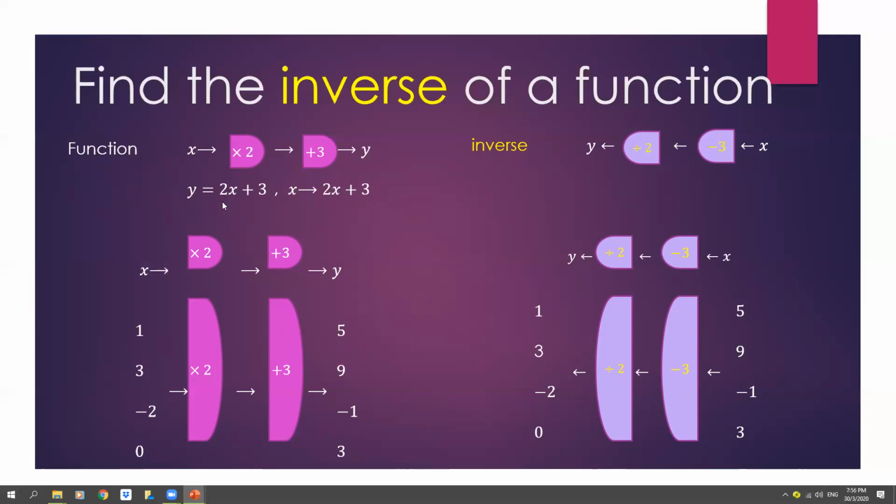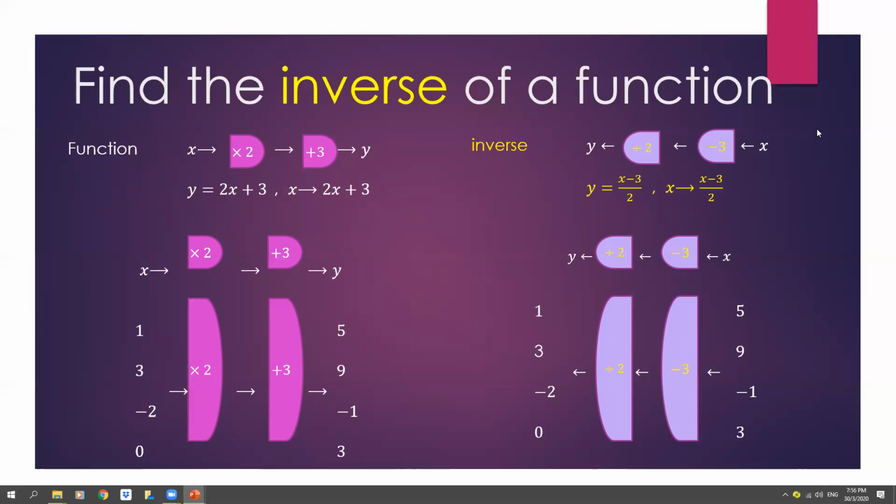So how are we going to write it? This is the function machine method. I want to write in equation method and the mapping method. That will be like this. So that means the X, you need to -3 first. After that, the total divide by 2. So you have to write in this way. Okay. So (X -3) divide by 2. This is the answer that we want.